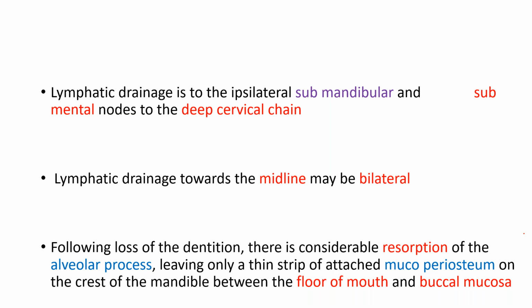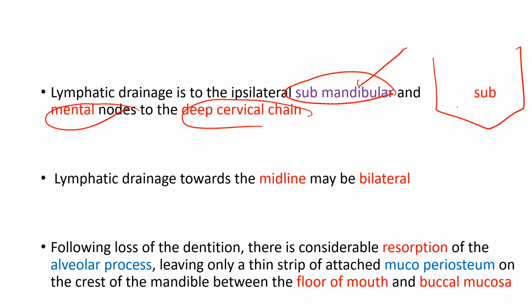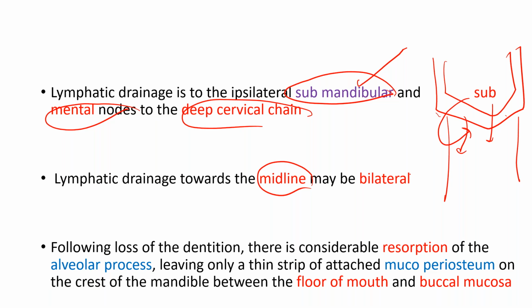The lymphatic drainage is to the submandibular lymph nodes, submental lymph nodes, and deep cervical chain. If you take the mandible like this, it goes towards the submandibular region or submental region, and it goes towards the neck region. Midline is always bilateral. Any midline structure is bilateral.